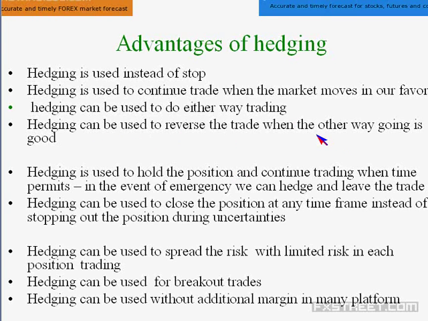Hedging can be used to reverse the trade when going the other way is good. In case you suddenly come across a trending move in the market against your expectation, instead of an upward move, the market is continuously moving down. How can you recognize it? Suppose your position is hedged and you have kept stop at entry, and for all three sessions the hedging has not been filled at stop at entry. The next session also it has not been filled at stop at entry. That means what? The market is going against you.